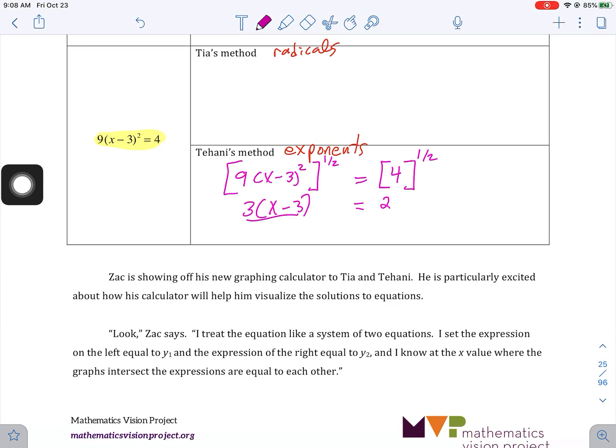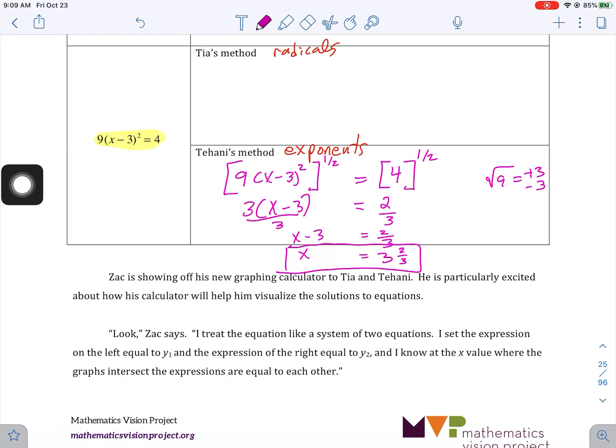So I can use a little bit of algebra, divide by 3, and I can say that x minus 3 is equal to 2/3. So therefore x equals 3 plus 2/3. So that's one possible solution here. Now, I say one because when we take the square root, there's a positive and negative root. So the square root of 9 is not only plus 3, but there's also a minus 3, and that's why there would be two possible solutions that would work here.